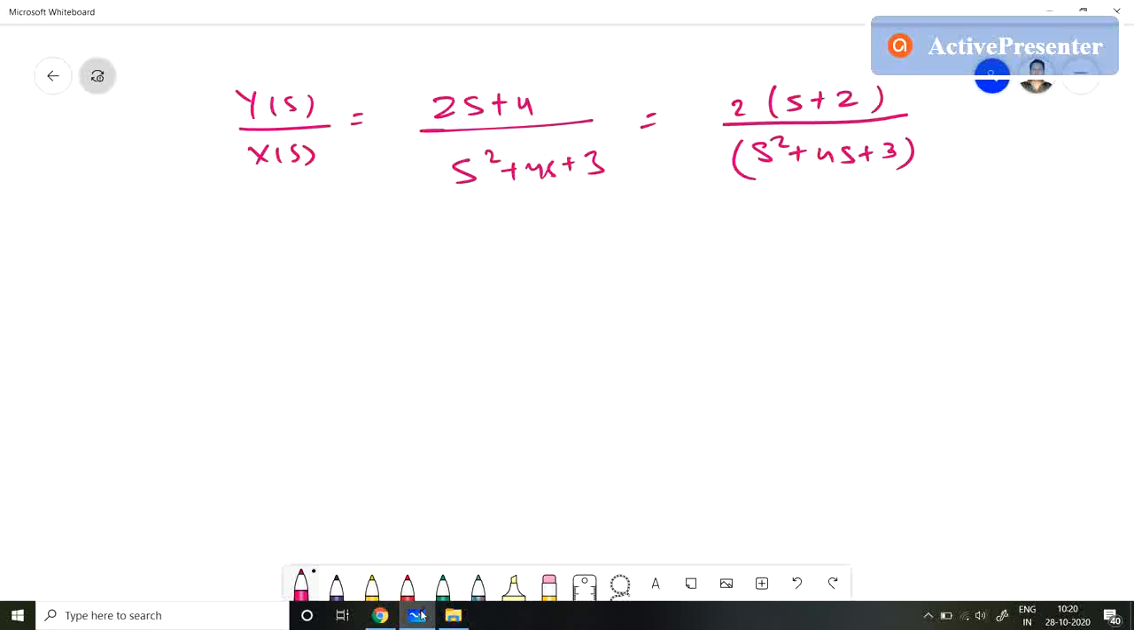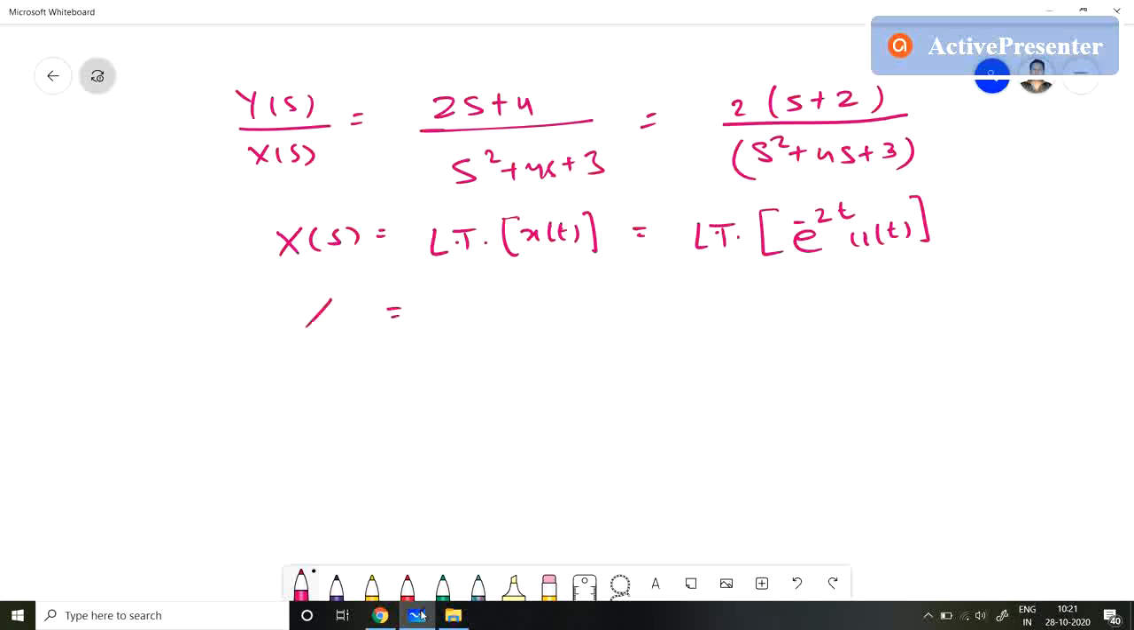So this is our Y(s) divided by X(s). Now this X(s) is equal to the Laplace transform of x(t), and x(t) is given as e raised to the power minus 2t into u(t). So the Laplace transform of this is 1 divided by s plus 2. Now we can use this X(s) in this equation. So this is equation 1, this is equation 2.